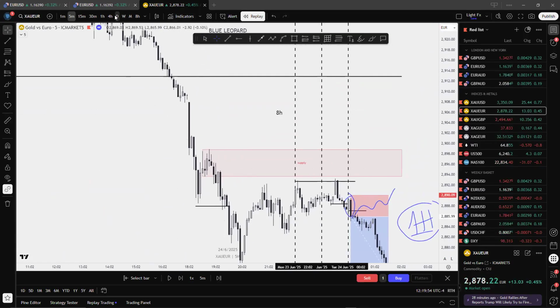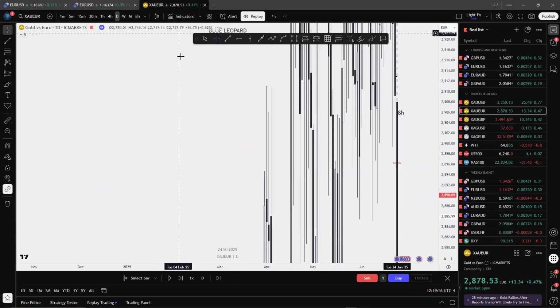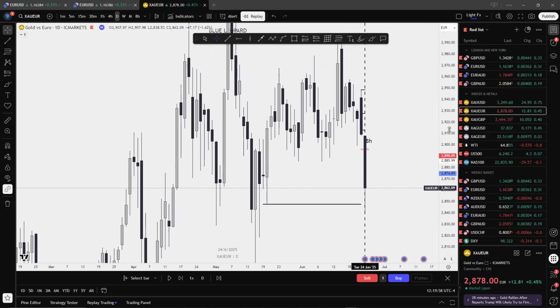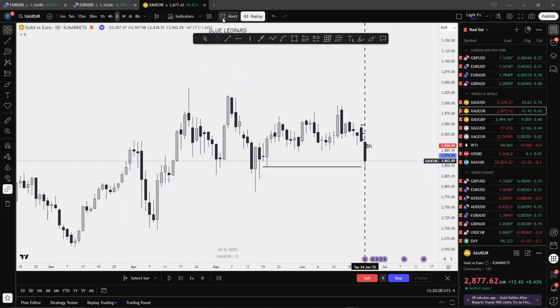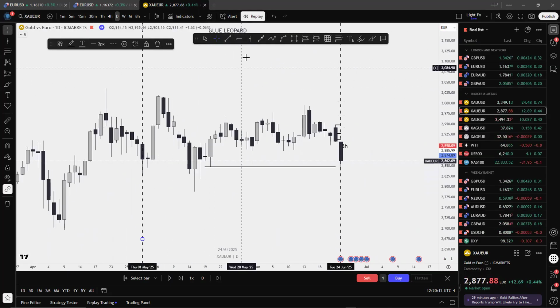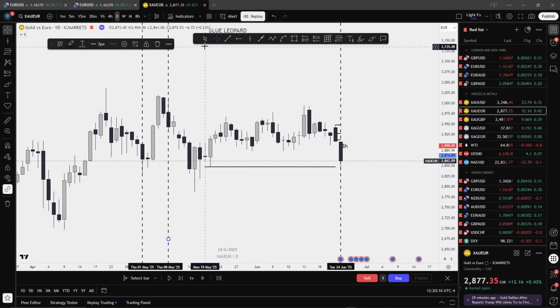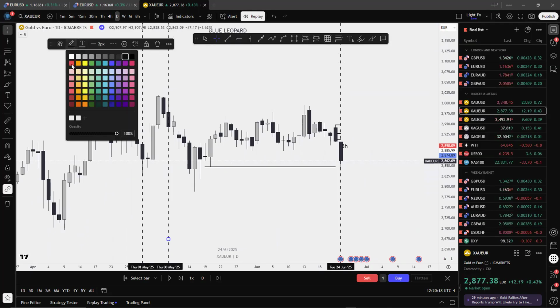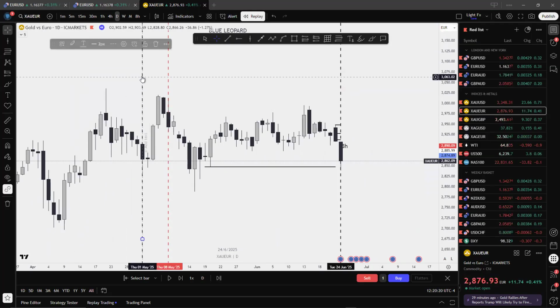go on TradingView, daily time frame here, and take your replay button and play around and see how price moves. And if you don't have the replay button, just take a bunch of candles, put a vertical line like here and then here, and mark this zone. Let me mark this in red. Okay, that's what you're gonna do.